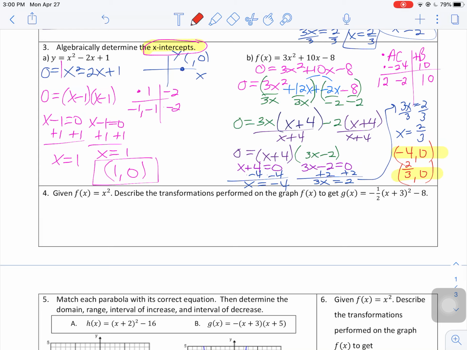For number 4, given f of x equals x squared, describe the transformations performed on the graph f of x to get g of x equals -1/2 (x plus 3) squared minus 8. Negatives in the front like that are reflections over the x-axis.